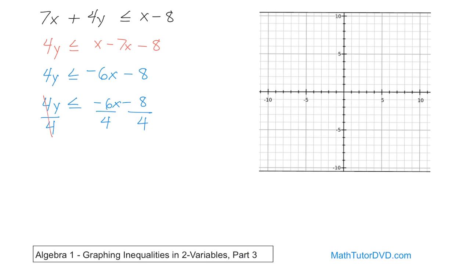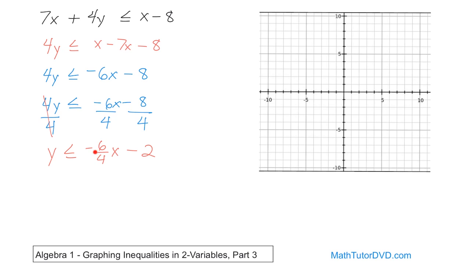So on the left, the 4's go away, and you're left with y less than or equal, and then you have to look term by term. What is 6 divided by 4? All right, just to make it absolutely clear, let me rewrite it. What you have here is going to be negative sign out front, 6/4, let's leave it like that for now, x, and then you have this minus sign 8 over 4, which is minus 2.